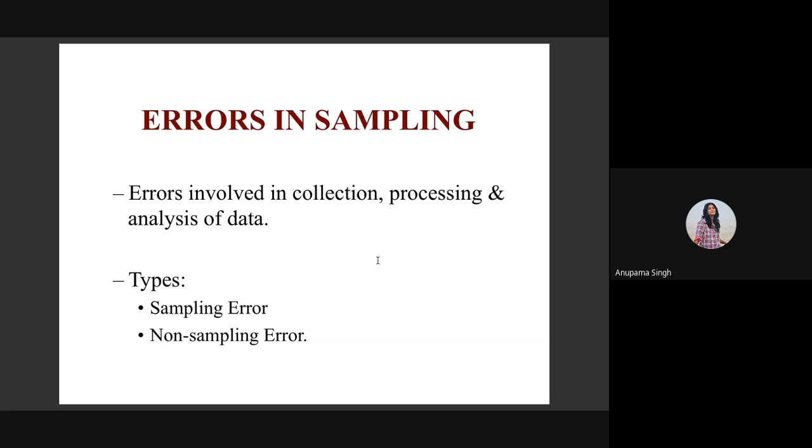If the error occurs on the part of the researcher, then it is sampling error. And then there are non-sampling errors that can happen when you're going for investigations, right? In that case, if the person is responding in a wrong way, then it can be a non-sampling error. Or if the person is not there, then it can be a non-sampling error.